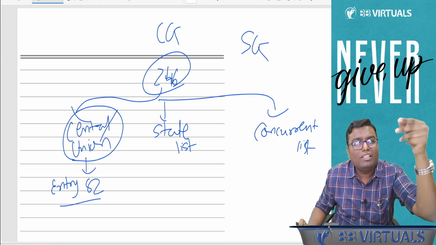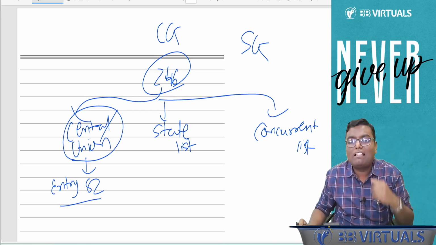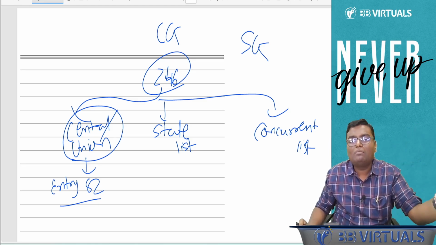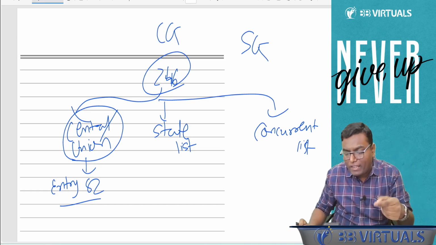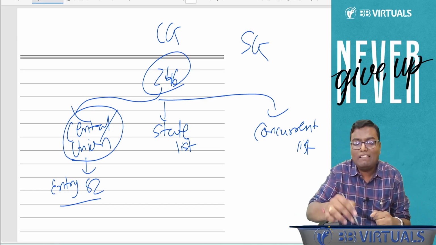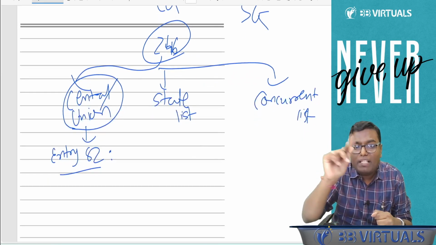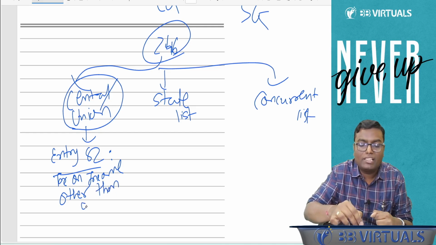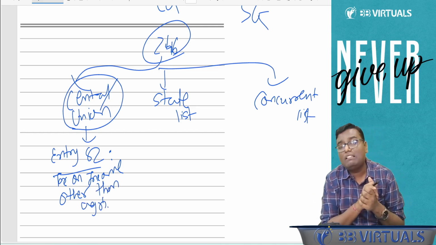So serial number 1, 2, 3, 4, like this powers are given. So that is basically entry number 1, entry number 2, entry number 3. If you go to entry number 82, it says that central government has the power to collect tax on income other than agriculture income.